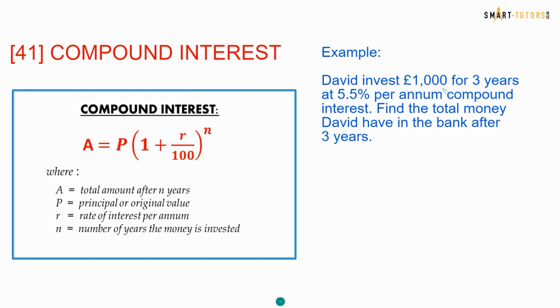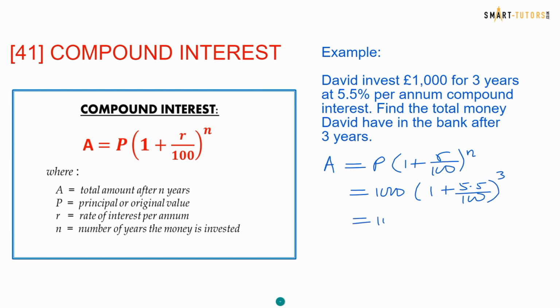Example, David invests £1,000 for 3 years at 5.5% per annum, compound interest. Find the total money David has in the bank after 3 years. All you want to do is A equals the initial money, P, times 1 plus R over 100 to the power N. So the initial money is 1,000, 1 plus 5.5 over 100 to the power N, which is 3. So this is 1,000 times, 5.5 divided by 100 is 0.055, so 1 plus 0.055 to the power 3, which is 1,000 times 1.055 to the power 3.